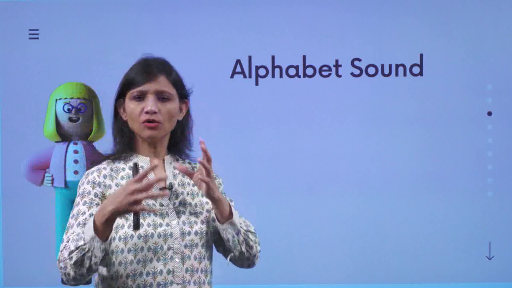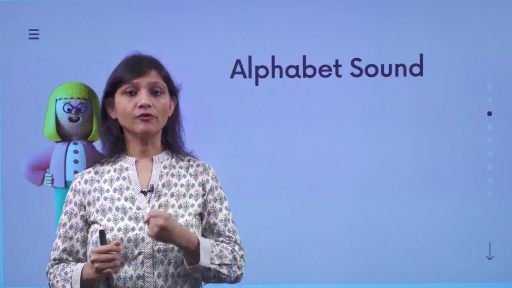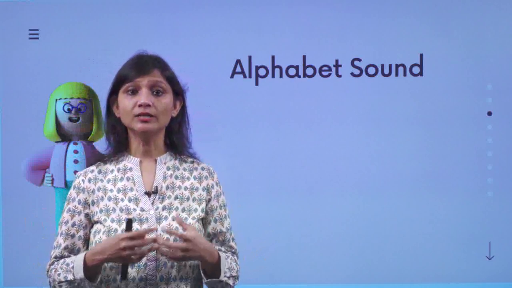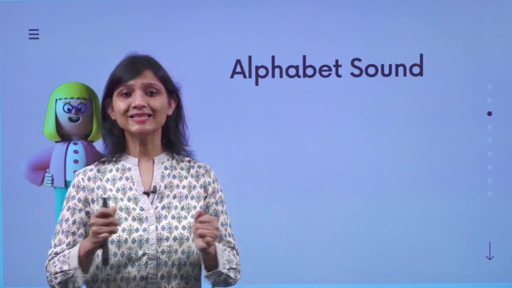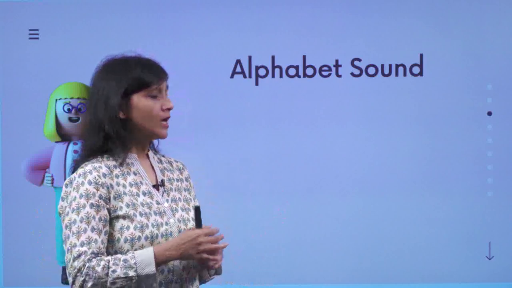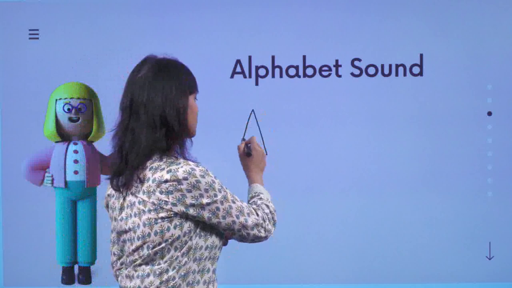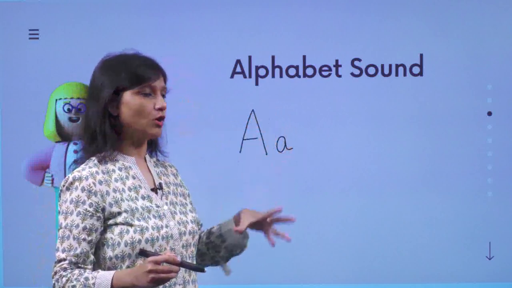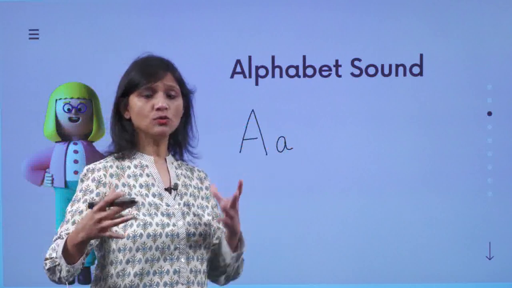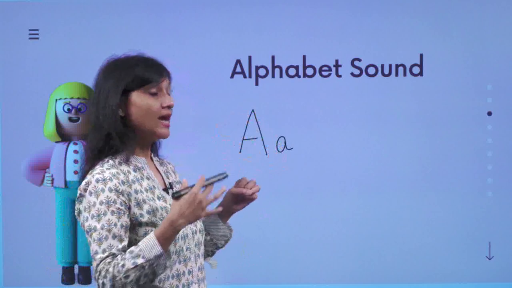Now I will write all of these alphabets and look at their sounds. When I say the sound, repeat after me so that you get practice. You can practice repeating the sounds so that you know this is how each letter sounds. Okay? Now you have seen that when I write A, I also write a baby A. Big A and small A. So each letter has two: one capital and one small. Big and small. Uppercase, lowercase.